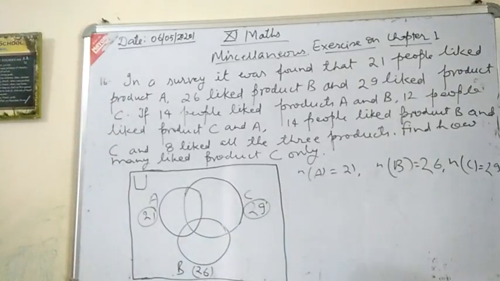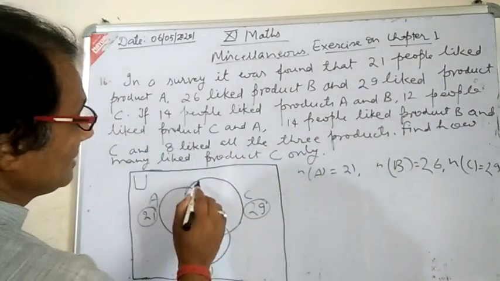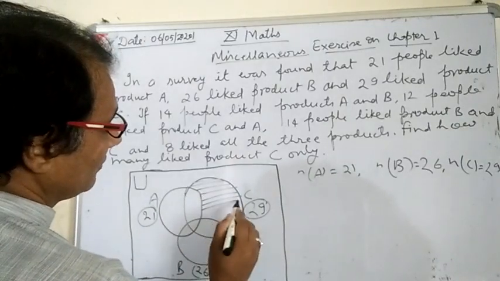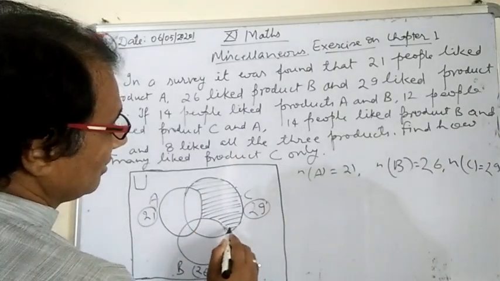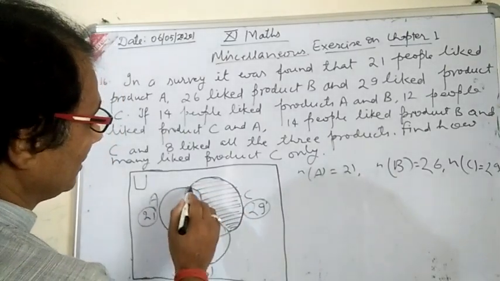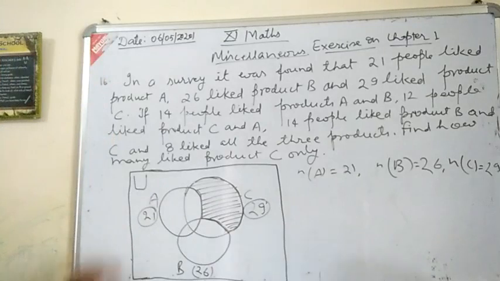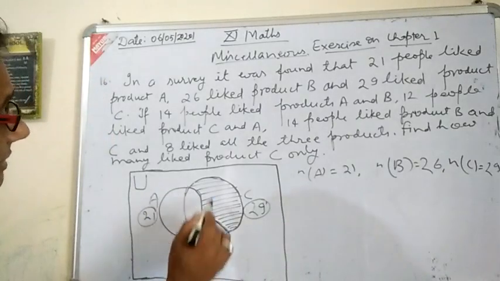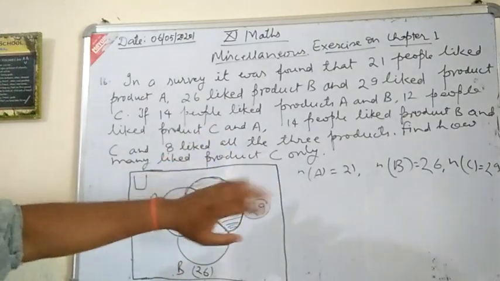What we exactly have to find out is how many like product C only, meaning this shaded portion. This shaded portion will show the people who like product C only. How will we find this? This is the question in front of us. This whole circle is equal to 21, this whole is equal to 26, and this whole circle is equal to 29.